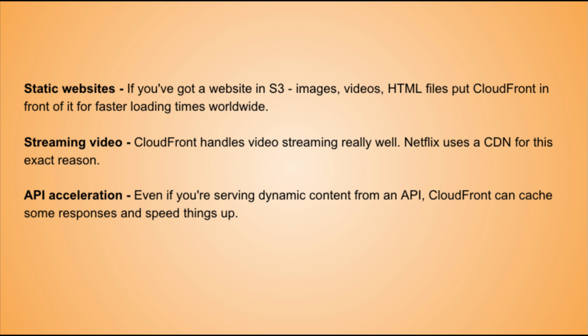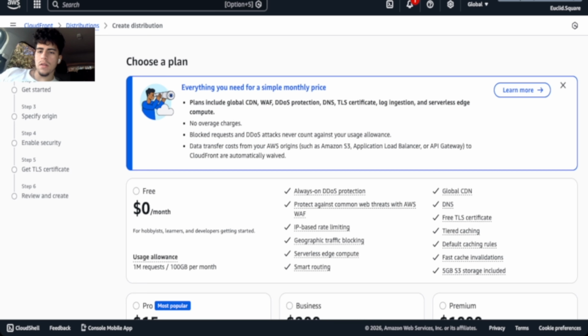When would you actually use CloudFront? If you've got a website in S3 that has images, videos, HTML files, put CloudFront in front of it. Way faster loading times worldwide. CloudFront handles video streaming really well, like even Netflix uses a CDN for the exact reason. Even if you're serving dynamic content from an API, CloudFront can cache some responses and speed things up. So basically, if you have users all over the world and you want your site to be fast for everyone, use CloudFront. Let me show you what this looks like.